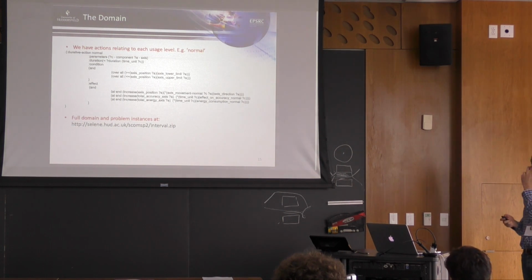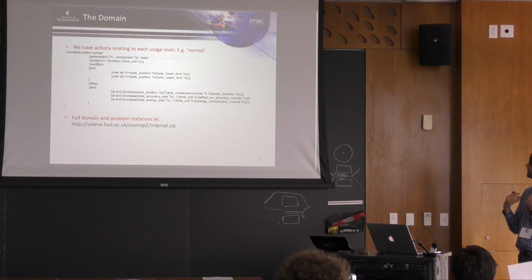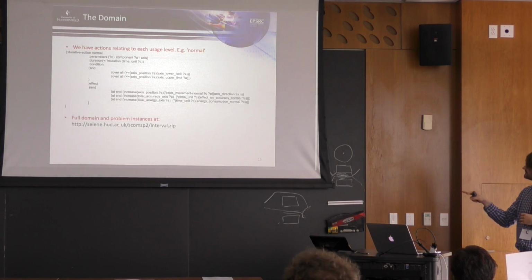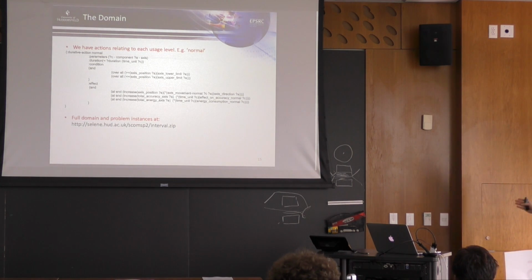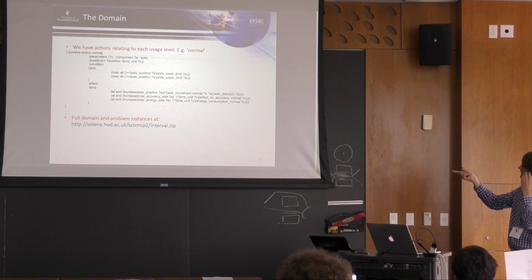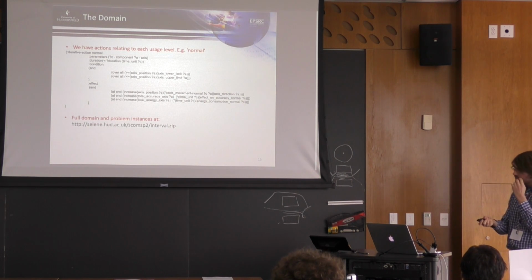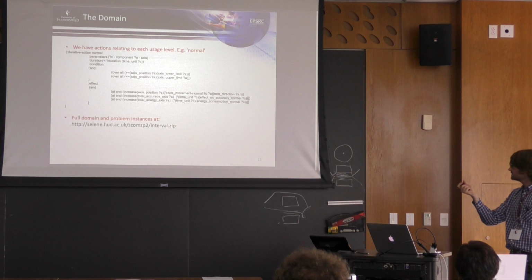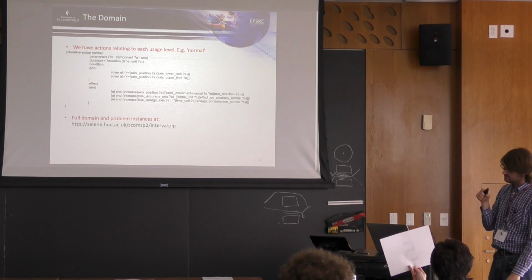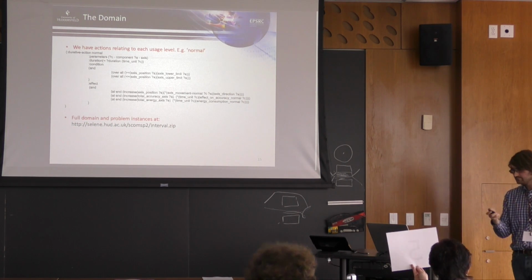So we have actions that relate to each level of utilization, and these model where the axis is moving up and down, or where it is, and what the components' relationship is to that axis, and where the energy is released, and we increase some fluents based on these to model it. Now, I've omitted a lot of things in that action, but I just put it there as an example. We do have the full domain and problem instances used to generate the results, which are on this website, which is also in the paper as well, so you can see them if you want.